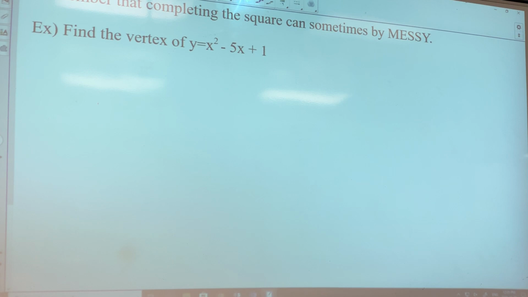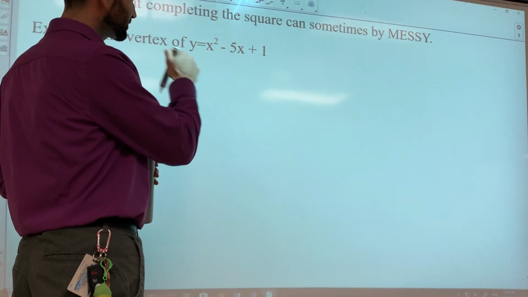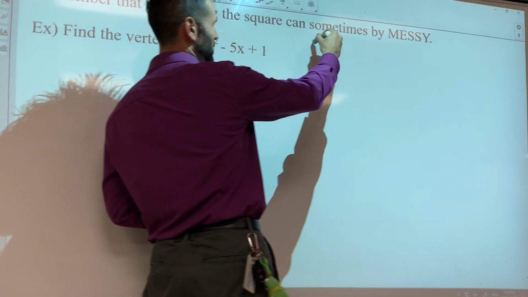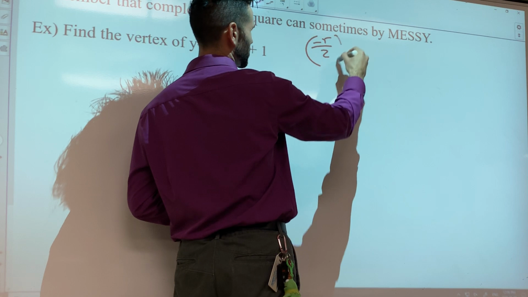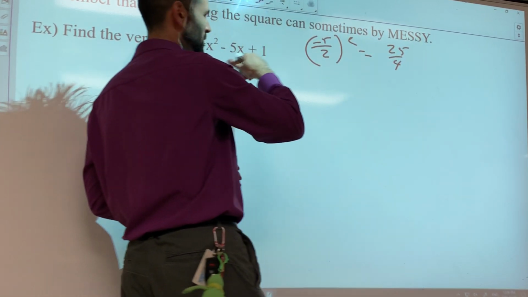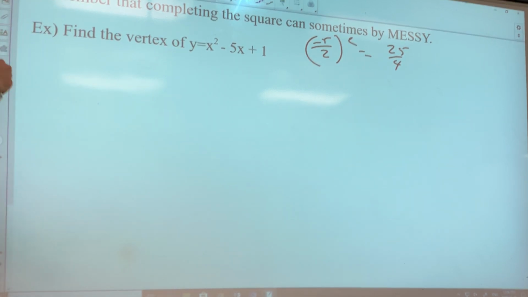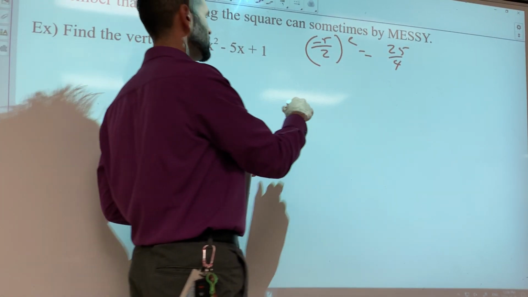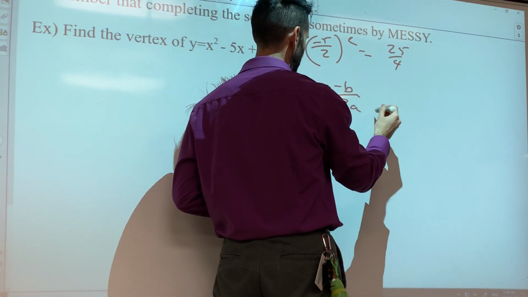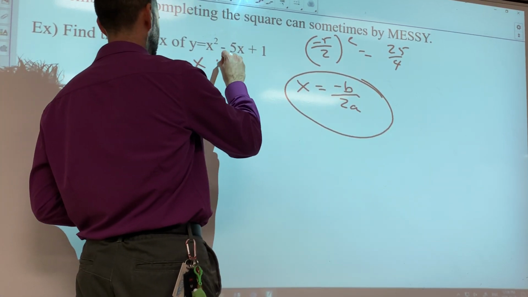Sometimes completing the square can be messy. Like this one, I don't need to factor anything out, but I'm going to take the b term, divide by 2, and square it, so you get 25 over 4, and it can be messy. If you're just looking for the vertex, I'm not saying write it in standard form, just graph this. There's a formula you can use that gives you the vertex, which we don't have time to talk about where it comes from, but this will give you the x value of the vertex.